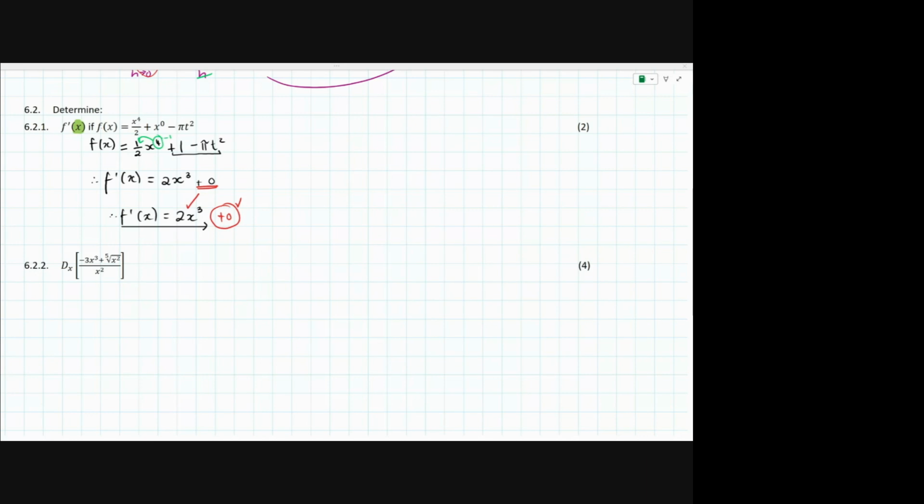Ma'am, can you please explain again why the pi is referred to as a constant? The pi specifically, or the negative pi t squared, the whole term? The whole term. Okay, cool.